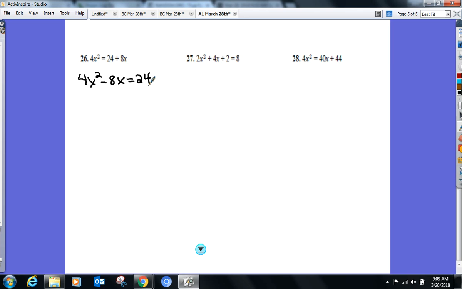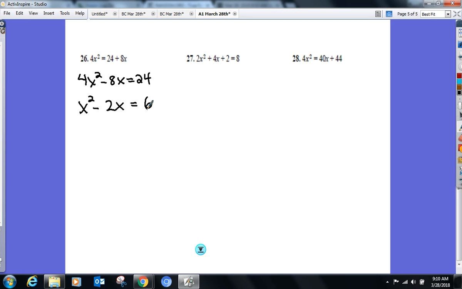So what do you suggest I do here? Divide everything by 4. If you're going to divide this one by 4, everything gets divided by 4. You cannot complete the square until the a value is 1. All right? It is not possible until the a value is 1. So divide everything by 4, and now what we'll have? x squared minus 2x equals 6. Now I can complete the square. It cannot be completed until the a value is 1. Please keep that in mind.